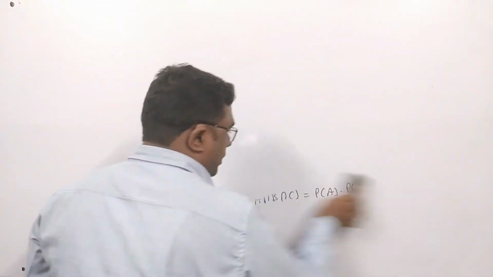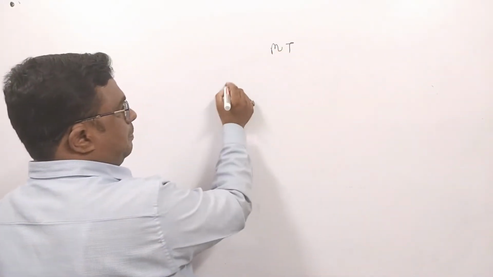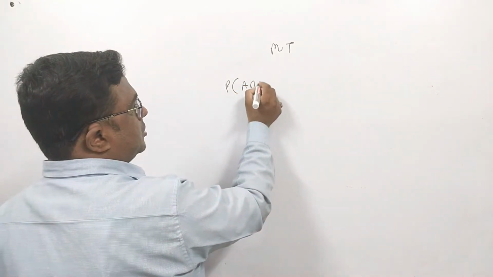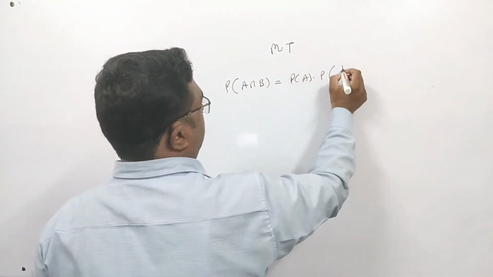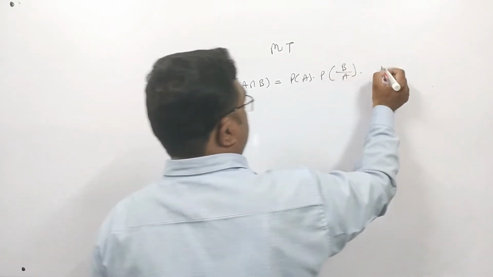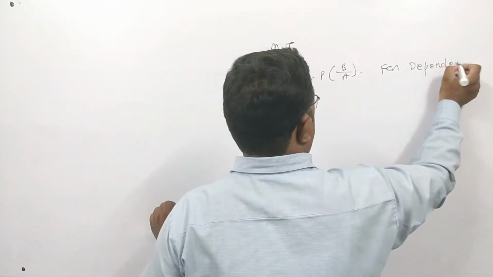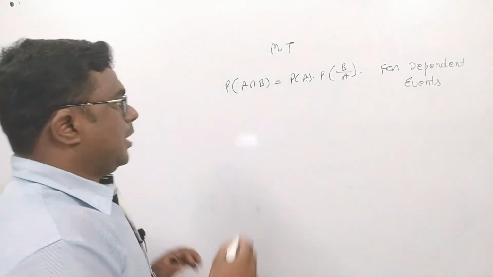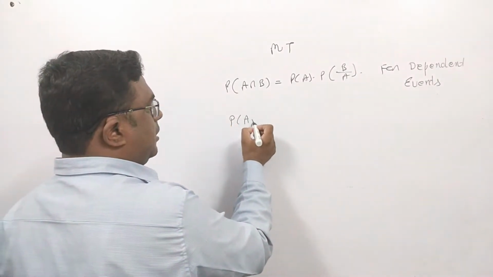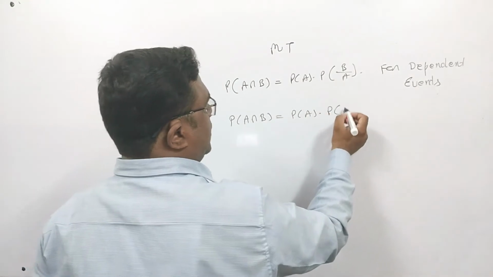So let us see once again about multiplication theorem. In multiplication theorem, P(A intersection B) is equal to P(A) into P(B upon A) when events are dependent. So for dependent events, we use this formula. And if the events are independent, then P(A intersection B) equals P(A) into P(B).